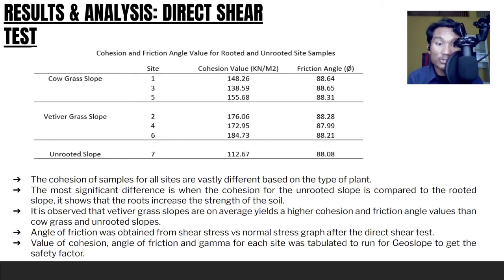It is also observed that the vetiver grass on average yields higher cohesion and friction angle values than cow grass and unrooted slopes. The angle of internal friction was obtained from the shear stress versus normal stress diagram after the direct shear test. Finally, the value of cohesion, angle of friction, and gamma for each site was tabulated to run in GeoSlope to get the safety factor of each slope.